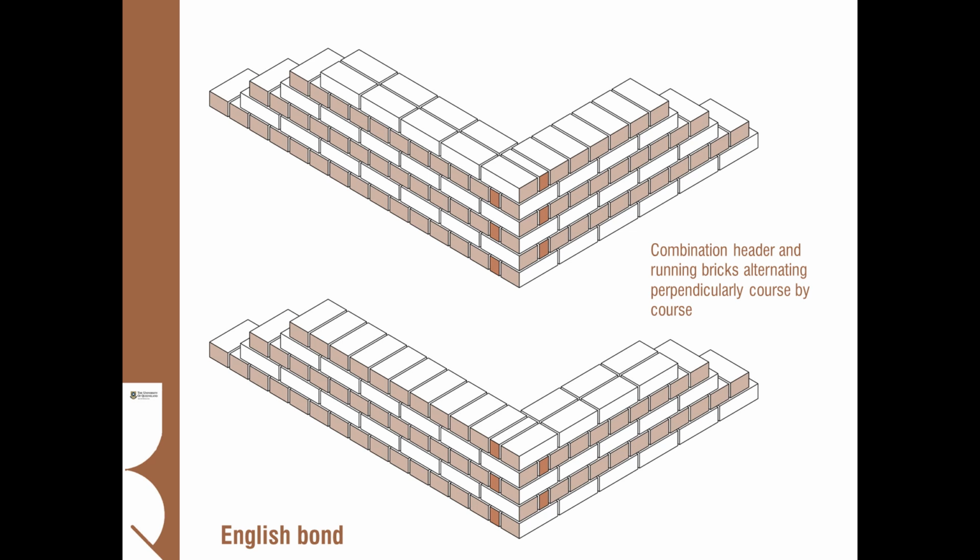Now it relies on what's called a queen closer. You can see that's the special brick which is coloured. That is a brick that's cut down the length. So it's cut in the middle, but not across the middle, rather in the long section. That's a very difficult cut to do well, and so again it's something that someone with a bit of skill has to execute.